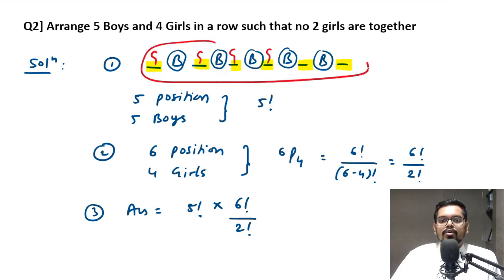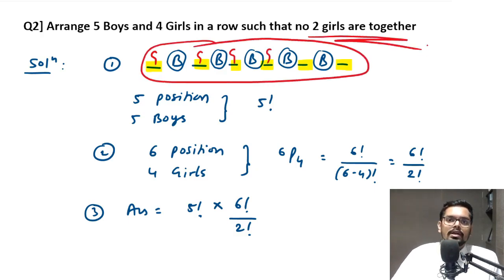Is this the scenario where I can say that yes, no 2 girls are together? You may argue, but sir, boys came together. Since no one is sitting here, 2 boys came together. Agreed that 2 boys came together. I have no issue with that. My constraint is only no 2 girls are together. 2 girls should never be together.